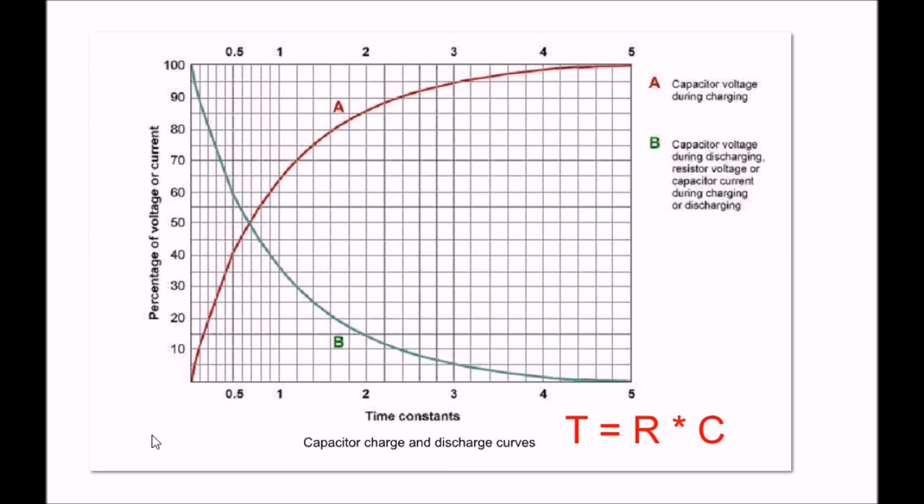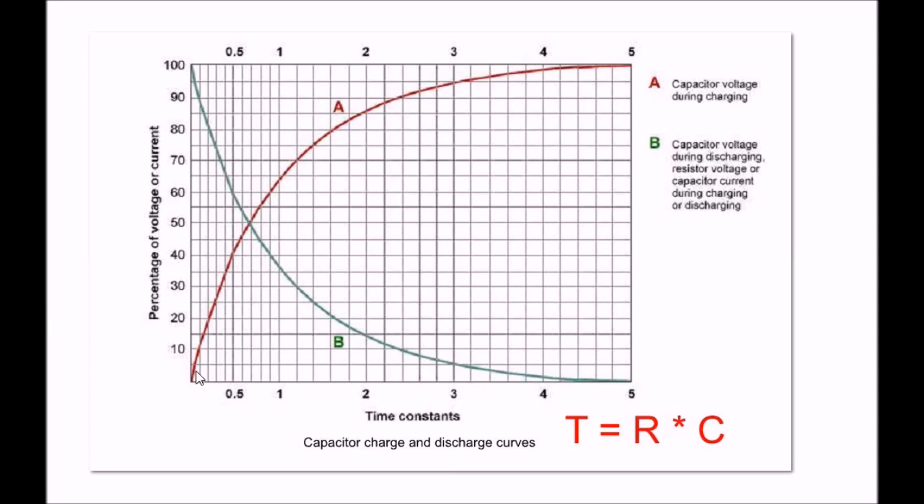Let's look at the chart that we're looking at now, and this is RC charge and discharge curves and how this works. You have a time period, we call it T, and that's based on the resistance times the capacitance. The red line shows a charge curve, and the green line shows the discharge curve. And you notice here on the bottom, it goes from 0 to 5.